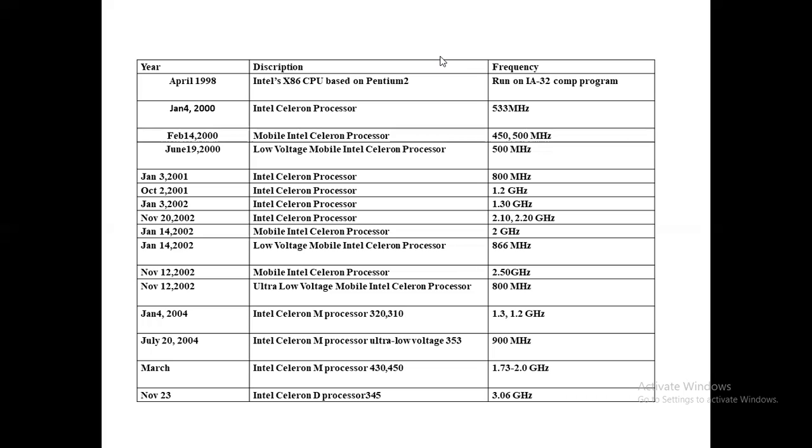In November 23, Intel Celeron D processor 345 having a frequency of 3.06 gigahertz. In 2008, January 2008, Celeron Core 2 Duo processor is being developed. In March 2008, the Core 2 quad processor like Q9300, the Core 2 quad processor like Q9450 was released by the Intel.